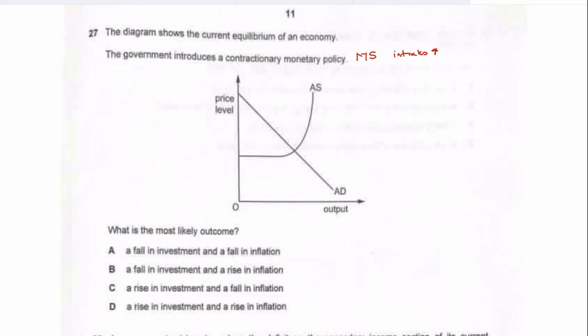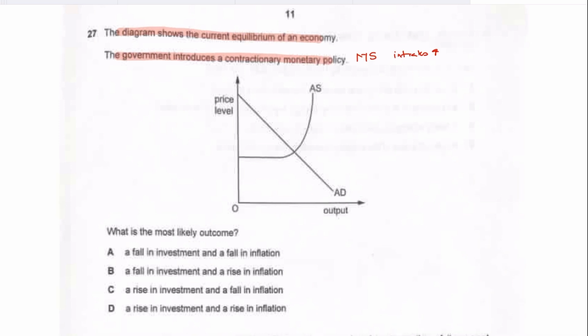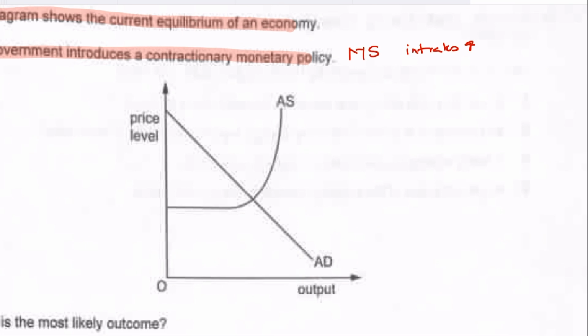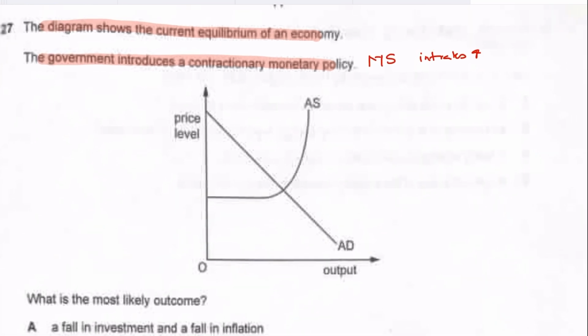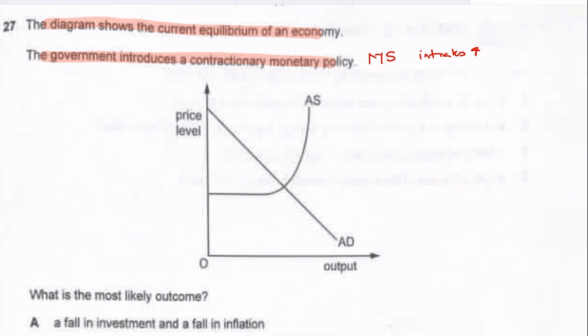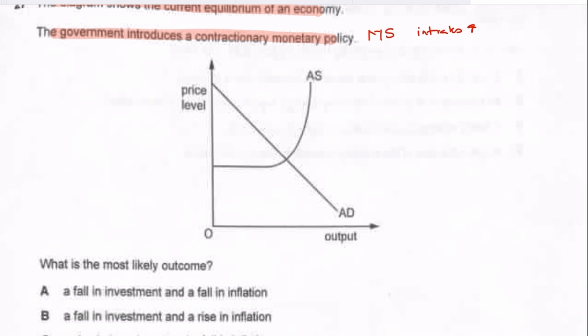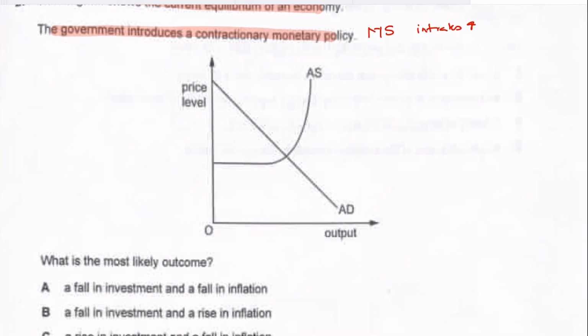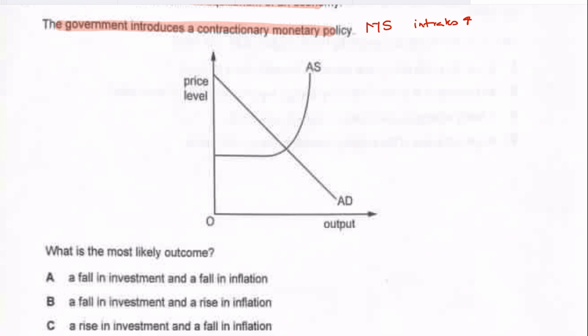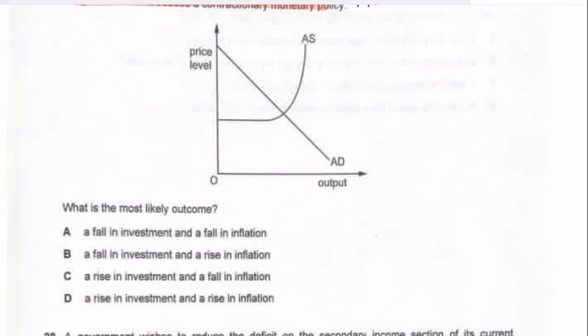Question number 27 says the diagram shows the current equilibrium of an economy. The government introduces a contractionary monetary policy, which would involve increasing interest rates and also reducing the money supply. What is the most likely outcome? Definitely it's a contractionary demand side policy, so AD will go down, also causing the price level to go down. So price has to go down, inflation has to go down.